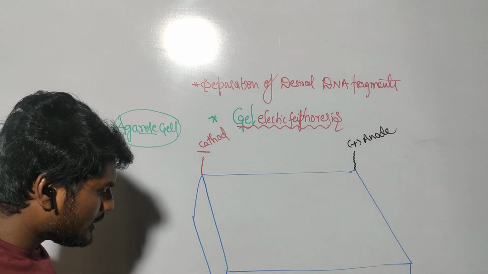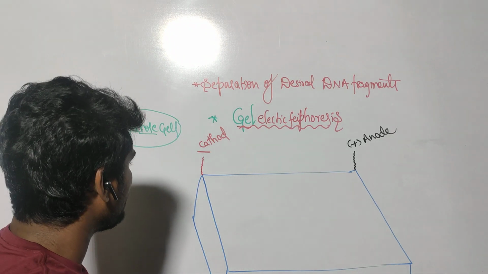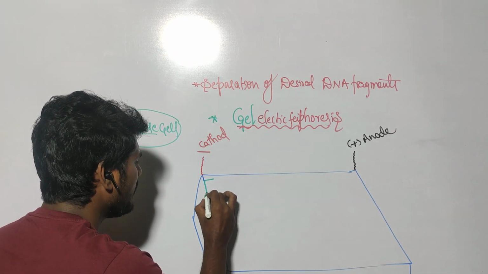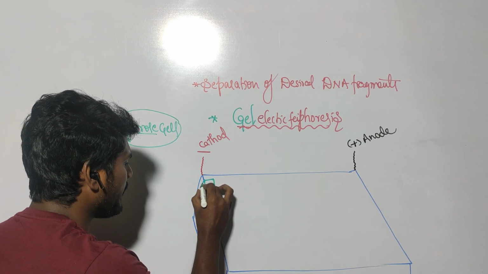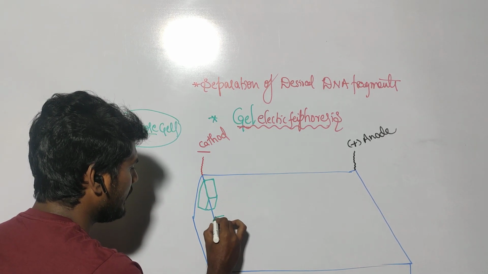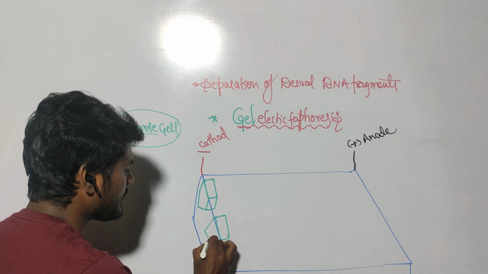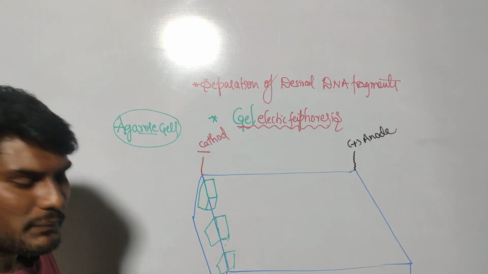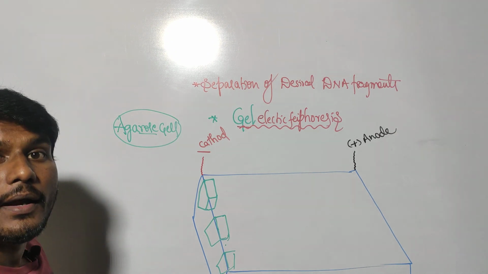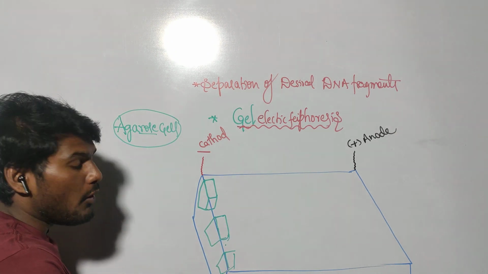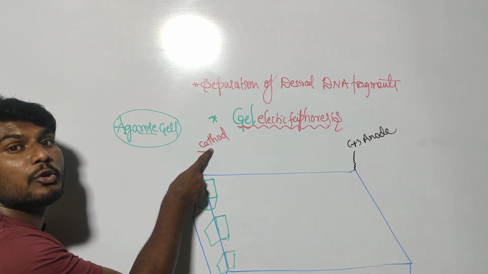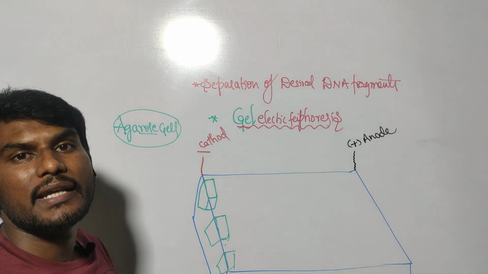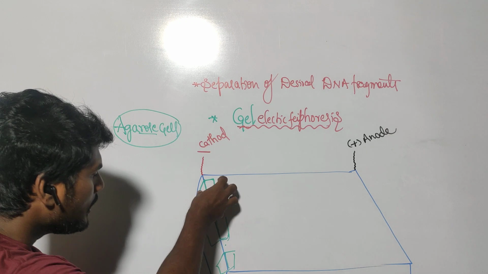And here there are wells. Wells mean nothing but holes, openings present here. We call these wells. Wells are located in which region? Cathode region. Why, sir, do they have to be located in the cathode region? You will understand. Now these are the wells.